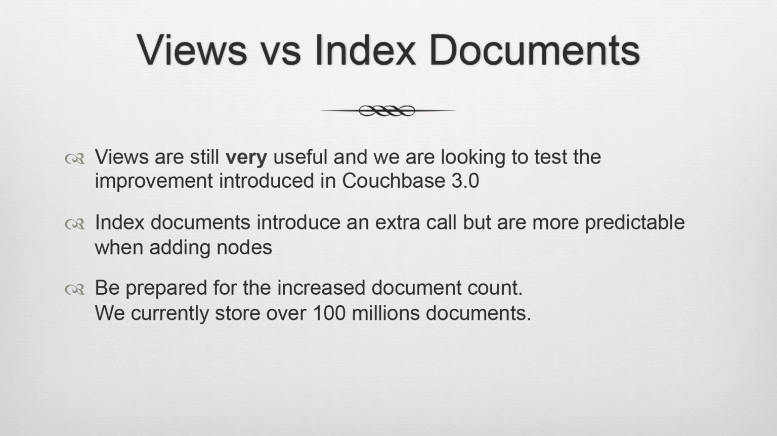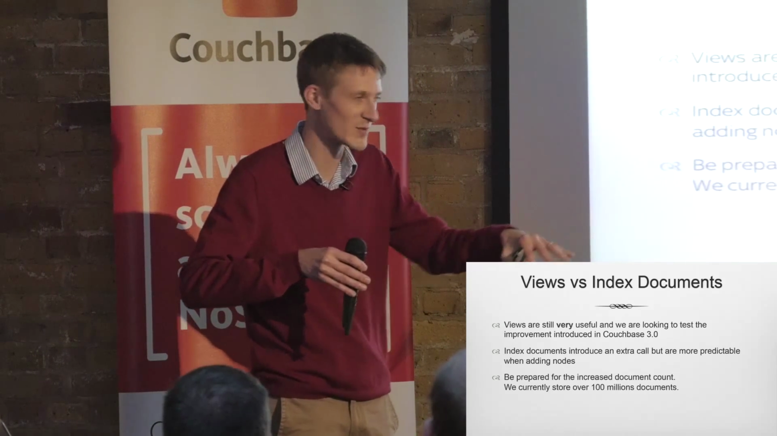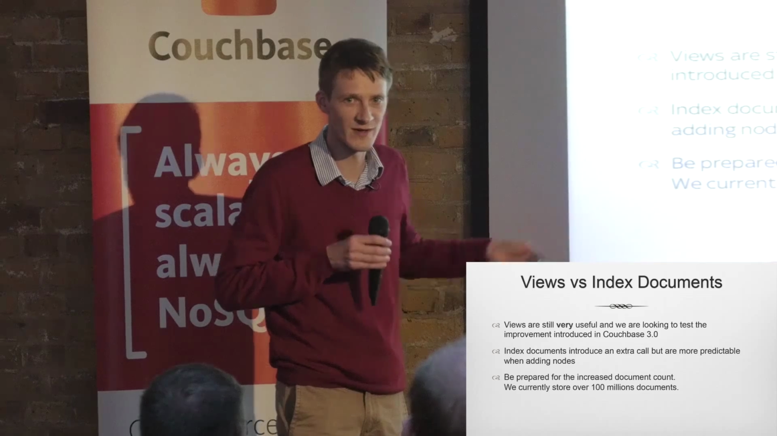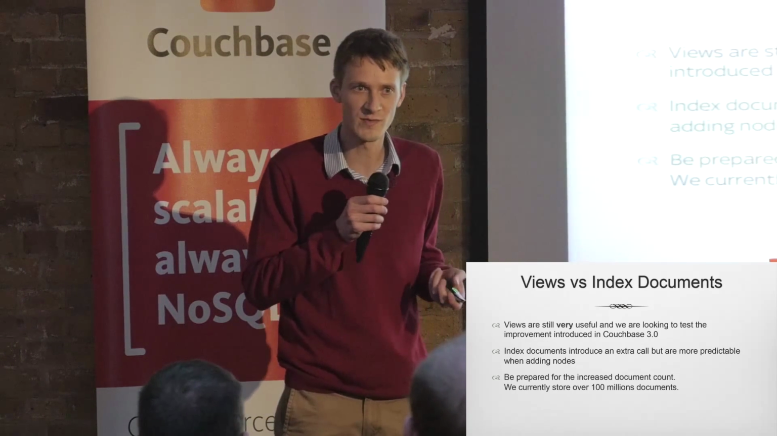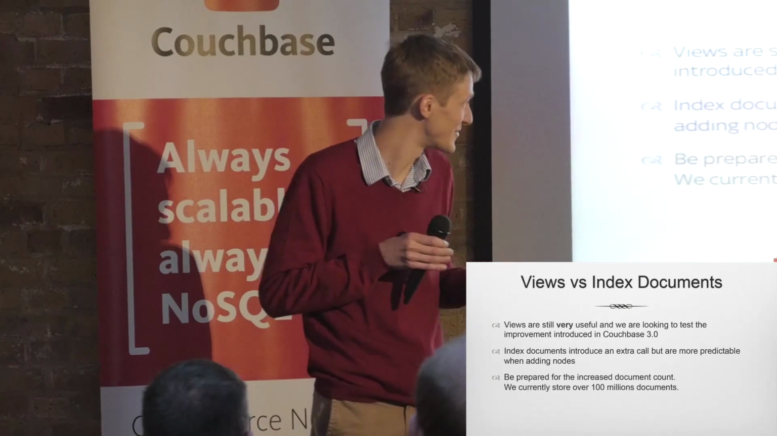So although views are useful, don't get me wrong, and they're very powerful, index documents are very much predictable. I know that there is an extra call, but I know I have to deal with it. As a side effect, since every secondary index is going to generate quite a few of those small documents, and I checked this morning, we are over 100 million documents. So they are small, and it doesn't hurt, but you have to face it.